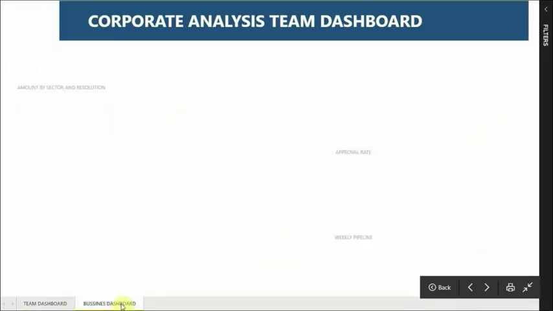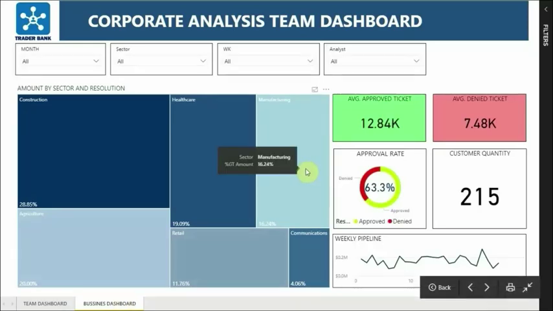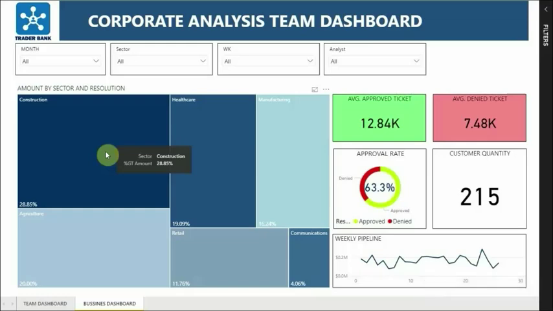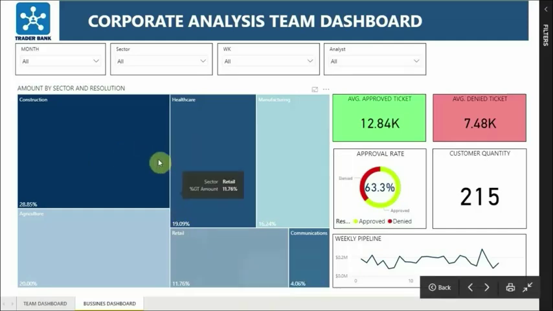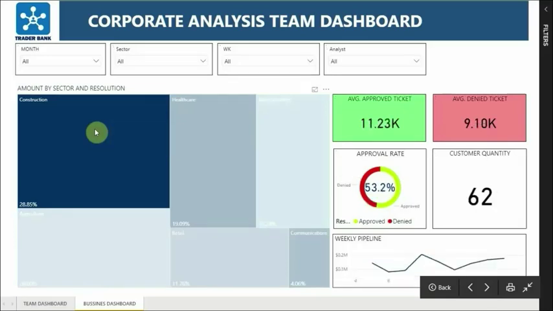The second portion of the dashboard is the most business oriented portion, and it basically gives us the information about the average amount that we approve for each one of the sectors in the industry that our customers belong to. So, for example, if I choose the construction sector, which is the largest one that we have, we can see that we have about 11K in average for the tickets that we are approving, and the tickets that are denied are for about 9K. So this is in thousands of dollars, right?